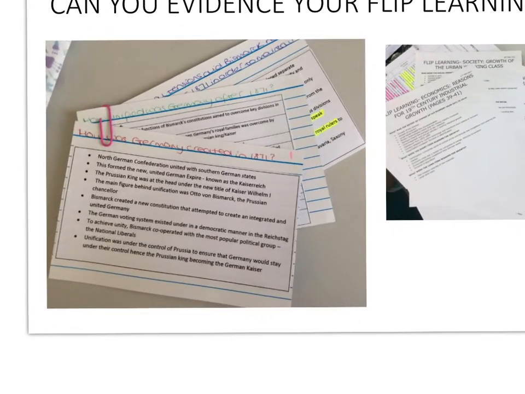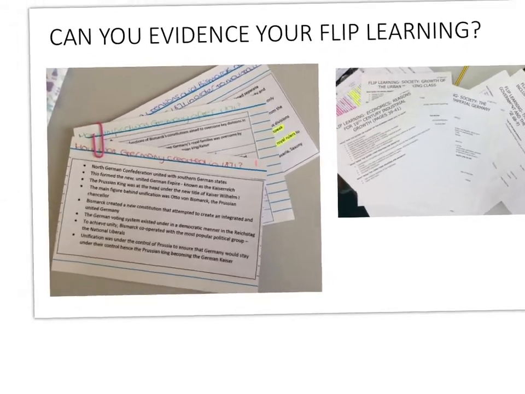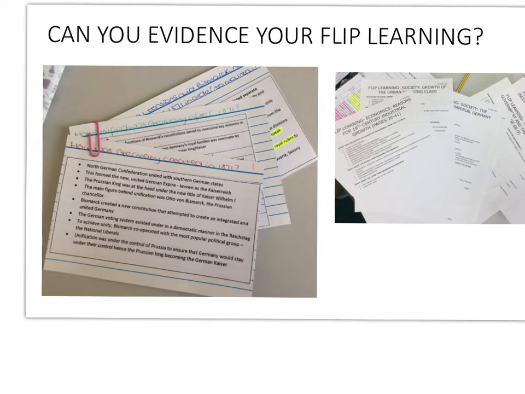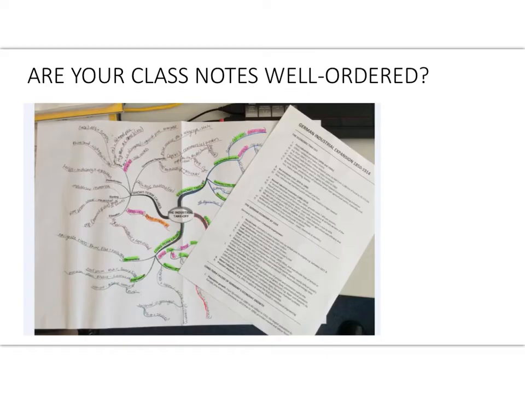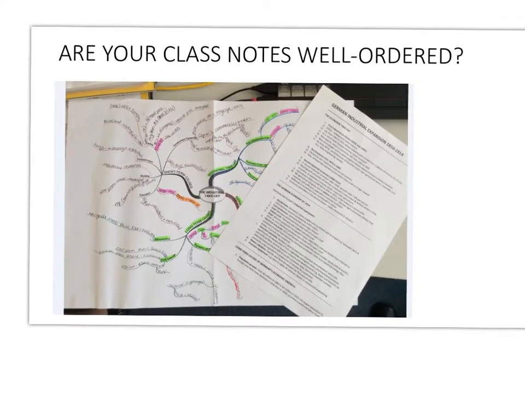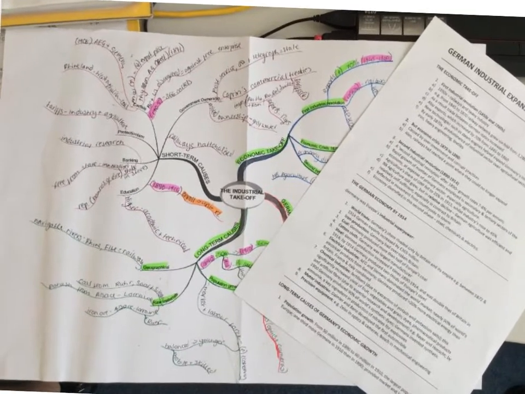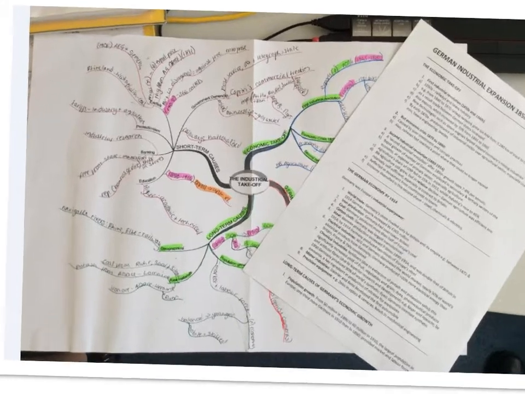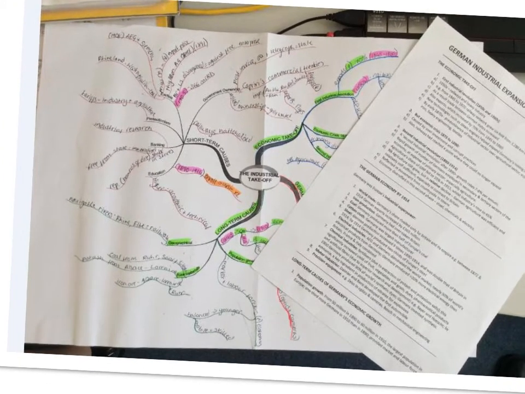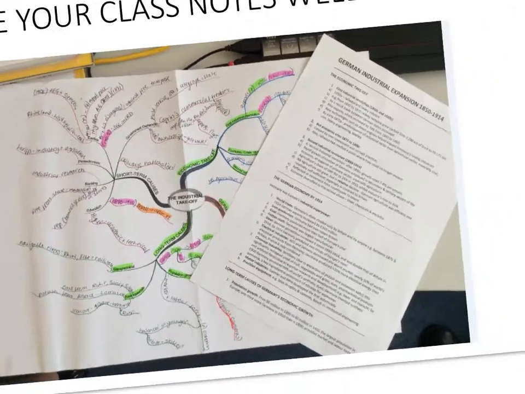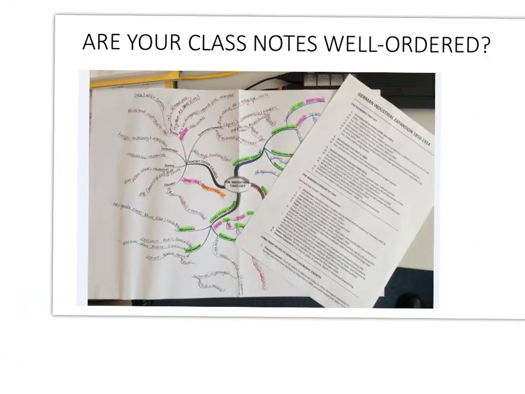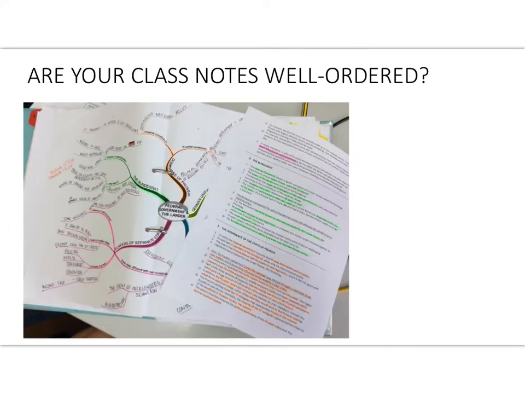So there are some examples of flashcards that you could be producing for all the flipped learning tasks. The point of flipped learning, of course, is to go to the textbook and be prepared for lessons. Are your class notes well ordered? The idea behind class notes, remember, is you have a mind map. At the end of every lesson, you should have produced either a mind map or Cornell notes. And if you do a mind map, the idea, remember, is you can fold it and then put your class notes inside the folded mind map.